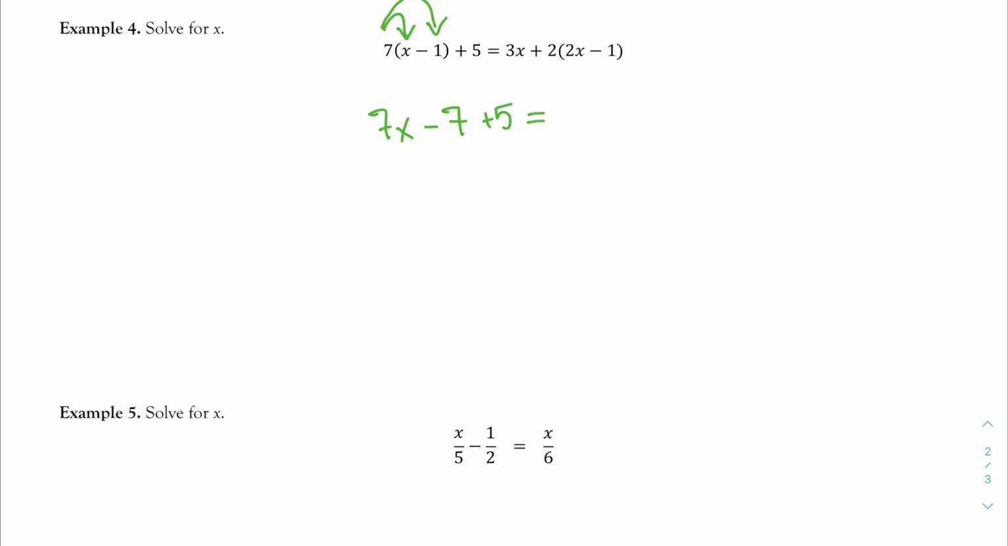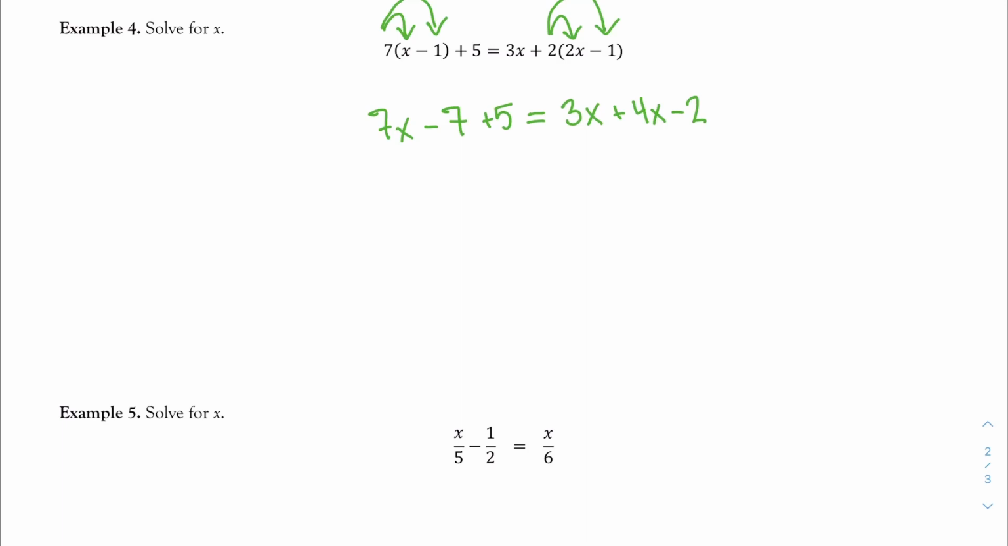On the right, I have 3x. There's no parentheses for what I have there. Plus, again, if I distribute this 2, I get 2 times 2x, or in other words, 4x. And then 2 times negative 1, giving me negative 2. So, by distributing, I've gone ahead and got rid of my parentheses.